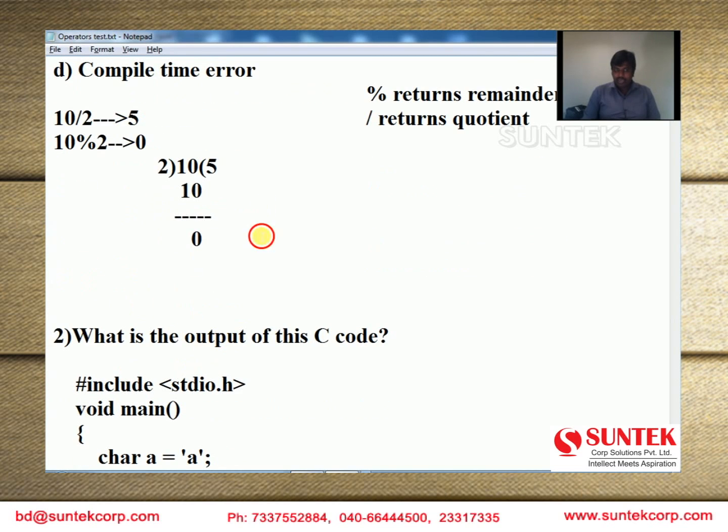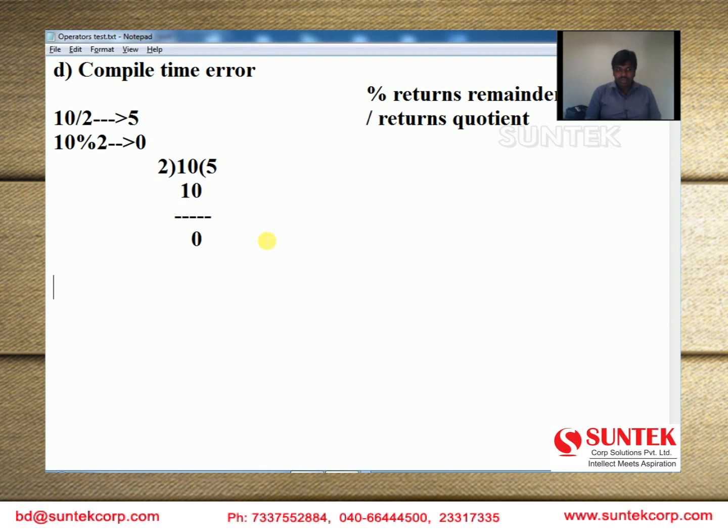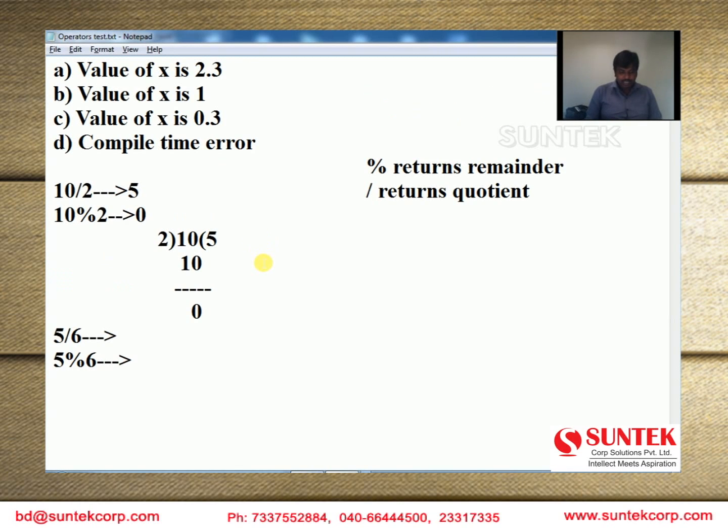Same way, take another example, 5 by 6. What is the quotient, and what is the remainder for 5 % 6? Dividing 5 by 6, how many times does it go? 0 times. It's not like normal mathematics, where we would put a decimal point and add 0. If it is a programming language, that is different. 5 by 6 is 0 times.